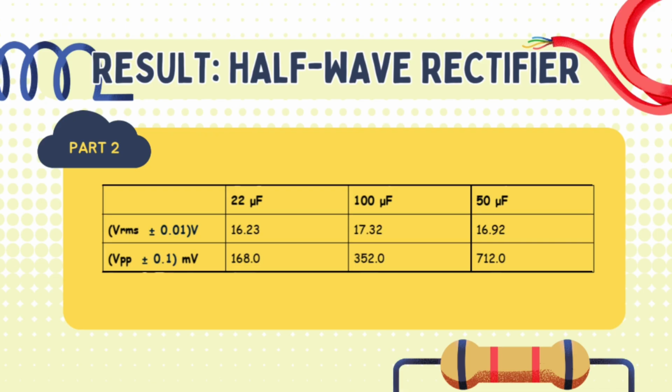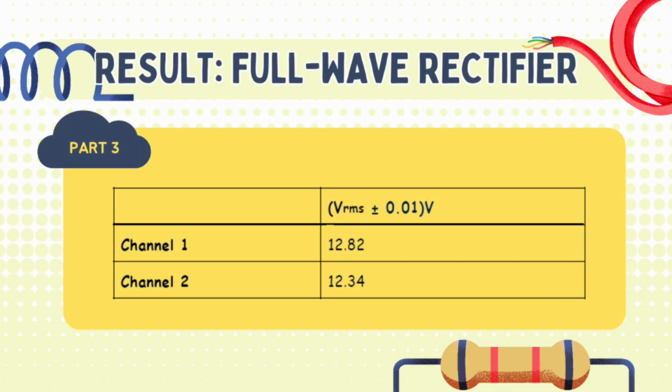For the 100 microfarad, we get the VRMS is 47.32 and the peak-to-peak voltage is 352. For the 50 microfarad, we get the VRMS is 16.92 and the peak-to-peak voltage is 712. Part 3, we measure the VRMS. Channel 1 we get 12.82 and channel 2 we get 12.34.